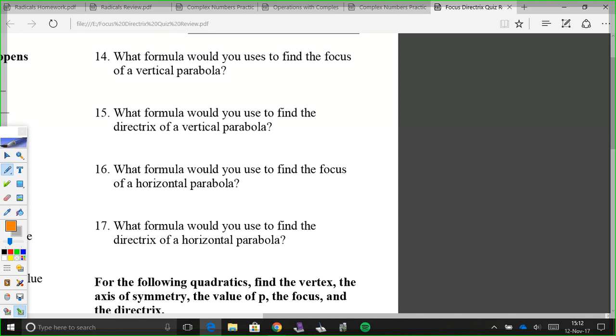What formula would you use to find the focus of a vertical parabola? Somewhere in the notes, this formula is just (h, k plus p). We'll know what h, k, and p are, so we can plug them in and have that point. That's the formula to find the focus of a vertical parabola. The directrix of a vertical parabola would be y equals k minus p. Again, somewhere in your notes, that information is already there.